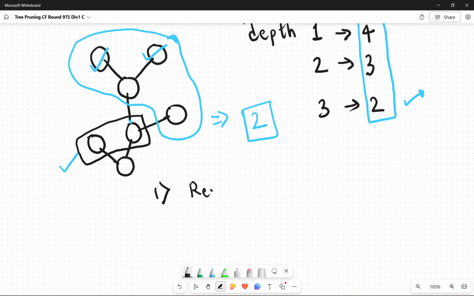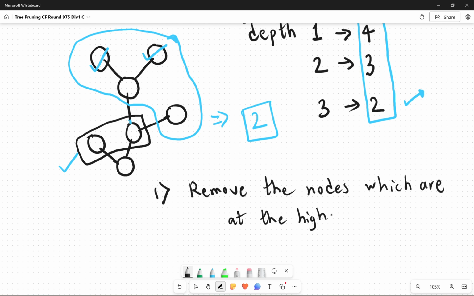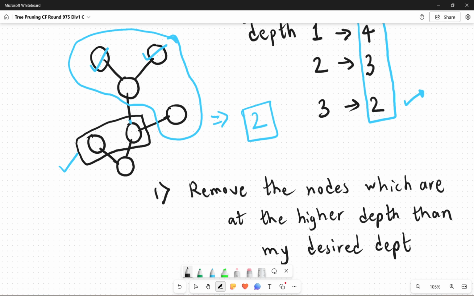I have to remove the nodes which are at a higher depth than my desired depth, right? Okay, this is the number one observation.